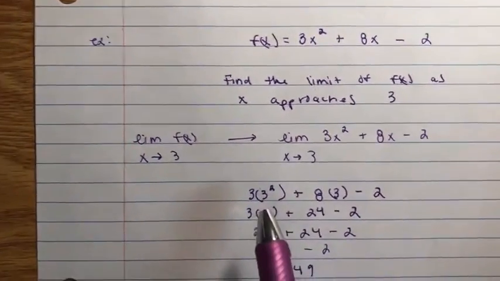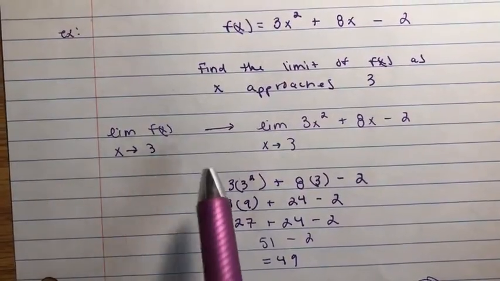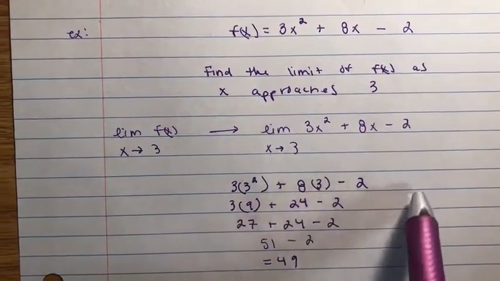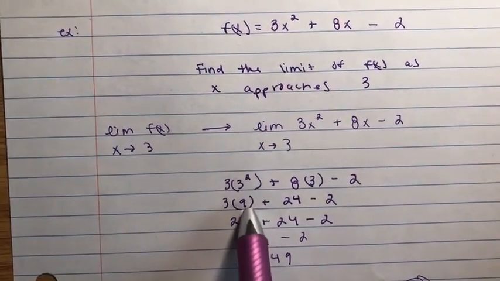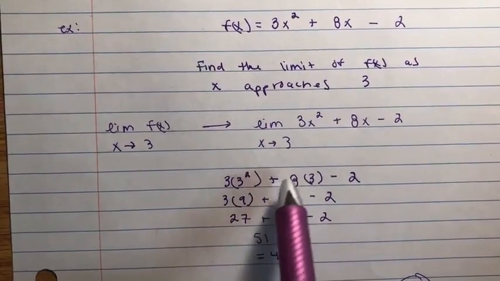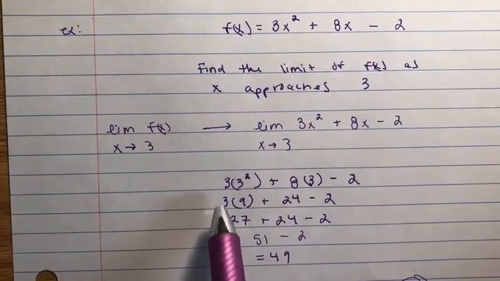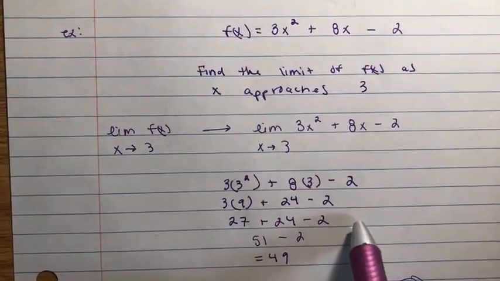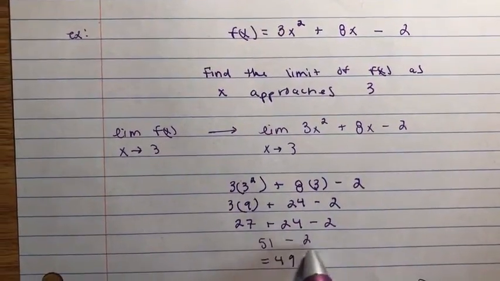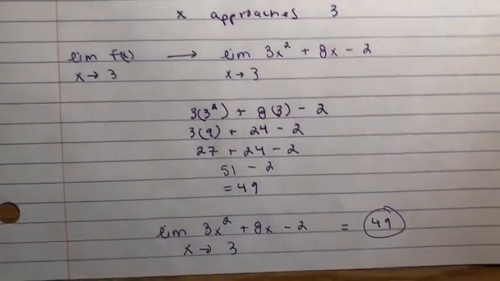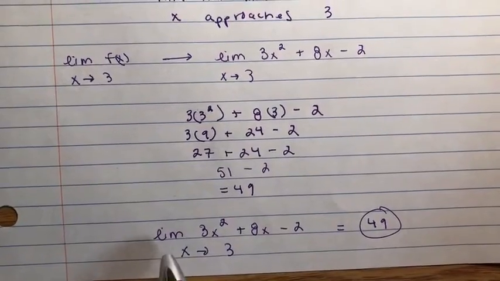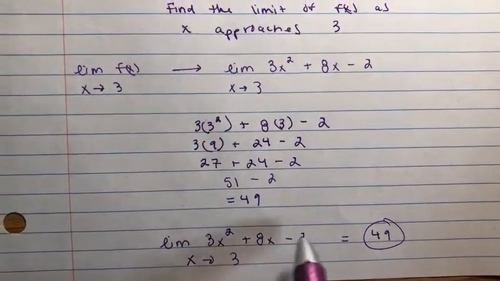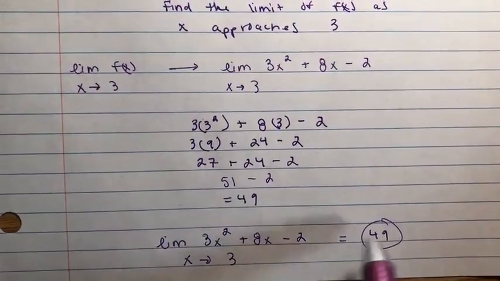So if we just go through the math really quickly, we have 3 times 3 squared plus 8 times 3 minus 2. This 3 squared turns to 9. And then we have 8 times 3 is 24. 3 times 9 is 27. So then we have 27 plus 24 minus 2, which gives us 51 minus 2, which equals 49. So it gives us our answer very plainly, very simply. The limit of 3x squared plus 8x minus 2 as x approaches 3 is 49.